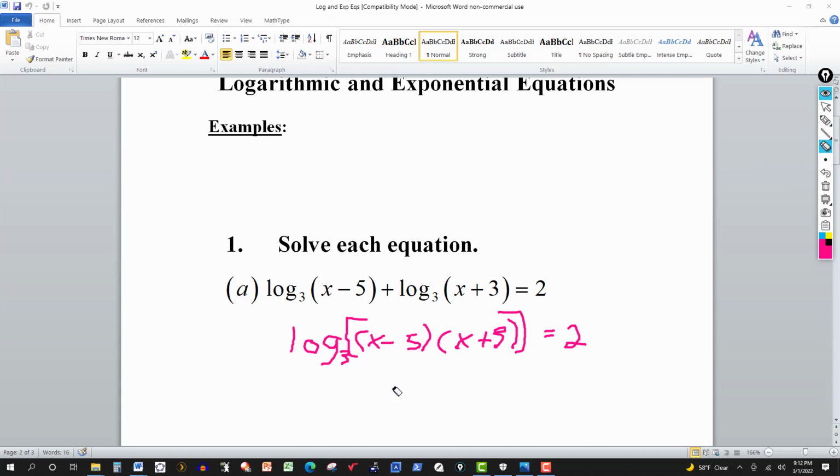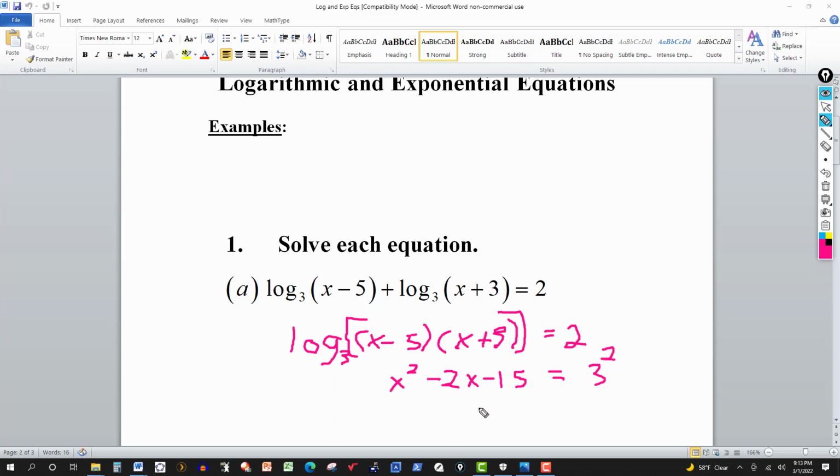It's the log of this product, so let's just multiply that out. That's going to give us x squared, and then we have a minus 5x there and a 3x, that's minus 2x, and then 3 times minus 5 is minus 15. And that's going to equal the base, which is 3, taken to this power of 2.